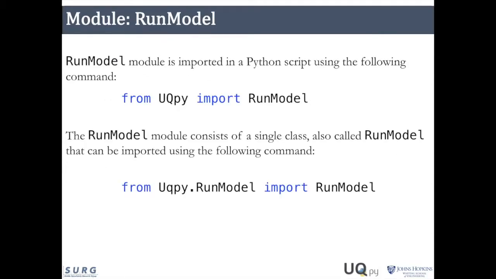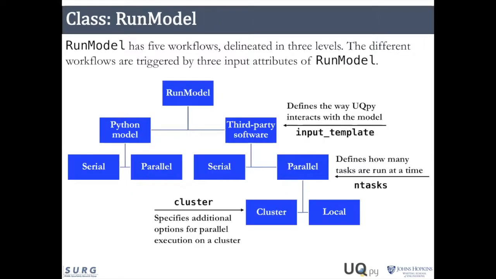The command used to import RunModel into Python is as shown on the screen right now. So from UQpy, import RunModel will import the RunModel module. The module consists of one single class also called RunModel. This class can be directly imported using the following command. This is usually the first step which users have to do in order to access the functionality of RunModel.